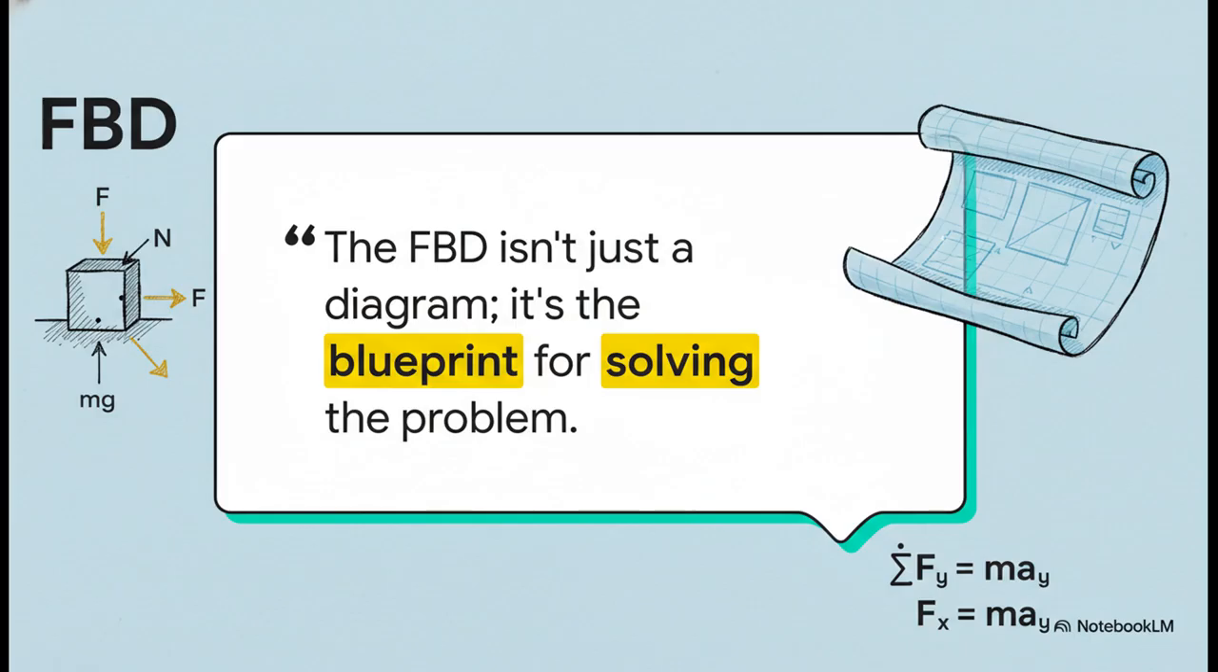Think about it. You wouldn't try to build a house without a blueprint, right? It'd be chaos. It's the same in physics. Once you have a correct, clean FBD, your blueprint, writing the equations becomes almost mindless. You just look at your diagram and write, okay, all the up forces minus all the down forces equals MAY. The blueprint tells you exactly what to do.